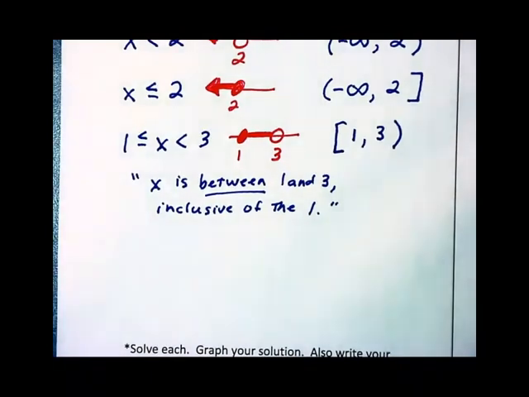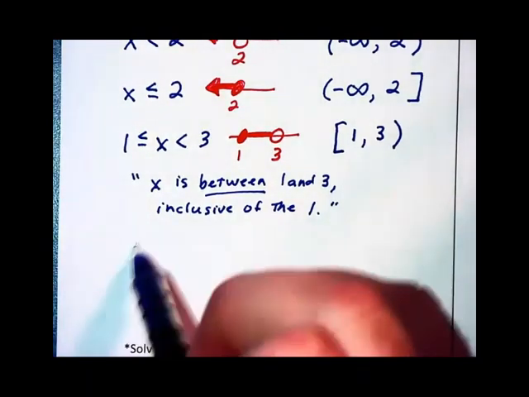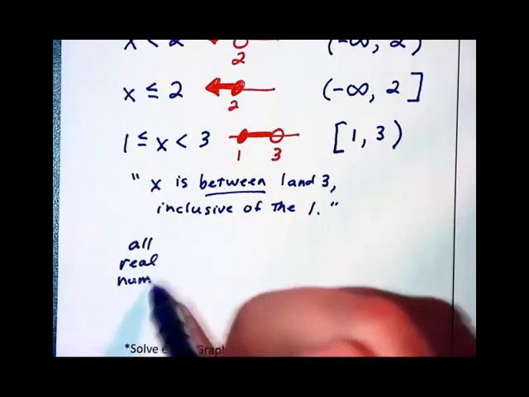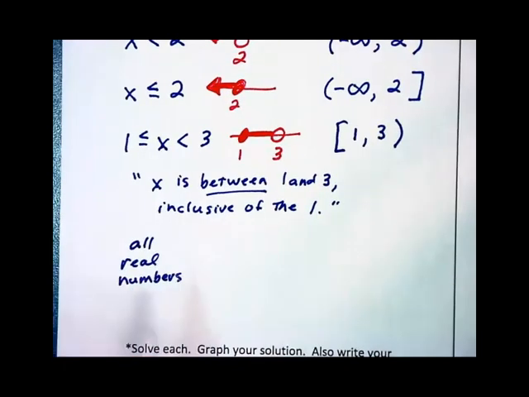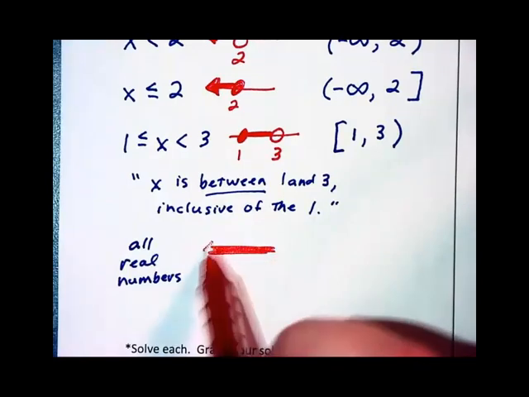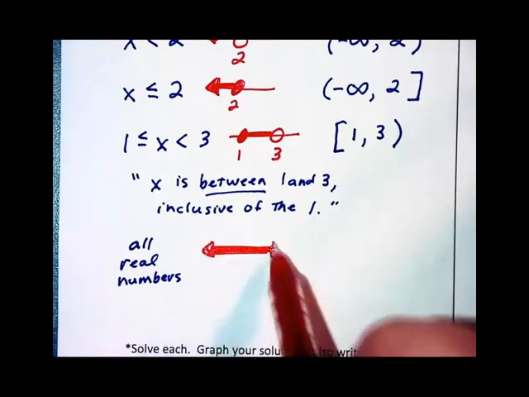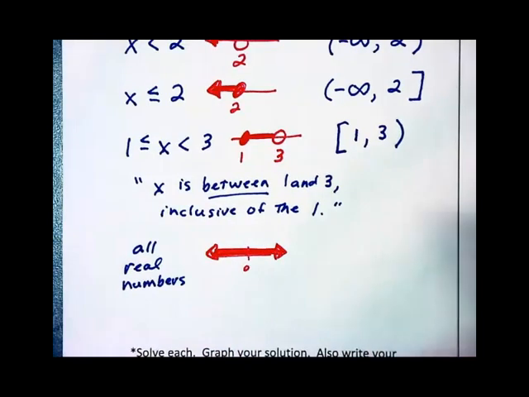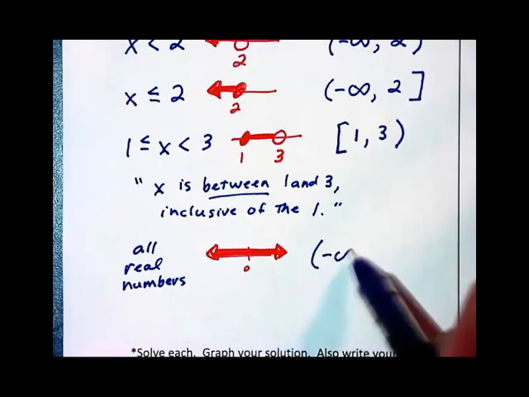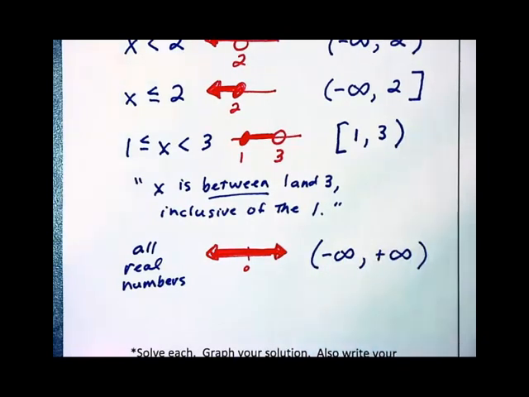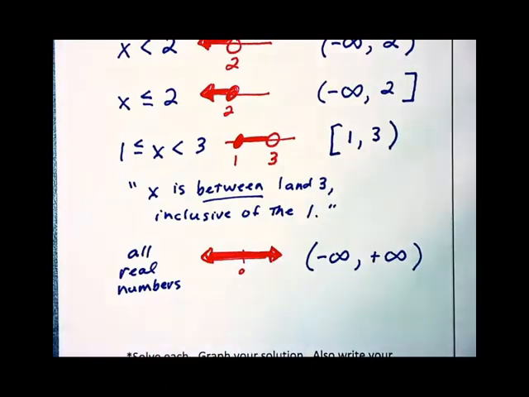Now, one last notation would be that of all real numbers. On a number line, it's kind of a boring graph because you'd basically be shading in the entire number line, left and right. Maybe I'll put a little 0 in the center there. But in interval notation, we would say from negative infinity to positive infinity. And that's the nice, neat way of writing all real numbers down.